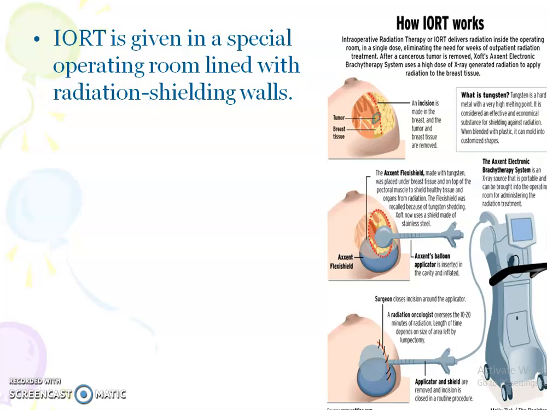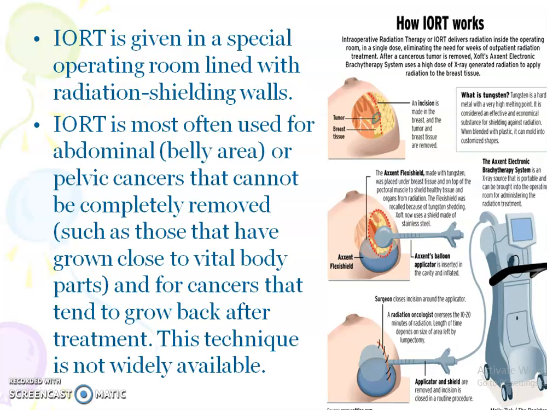So IORT is given in a special operating room which has to be lined with radiation shielding walls because the radiation should not go outside the operating room. It is hazardous. Also, IORT is most often used for abdominal or pelvic cancers that cannot be completely removed, cancers that are very close to vital body parts, and cancers that tend to grow back after the treatment.